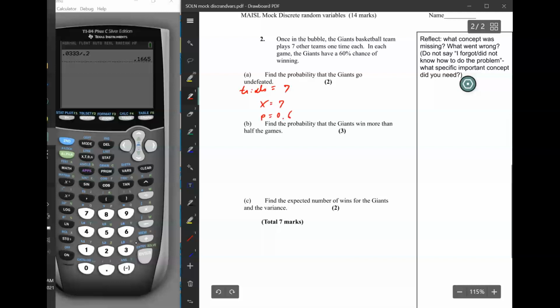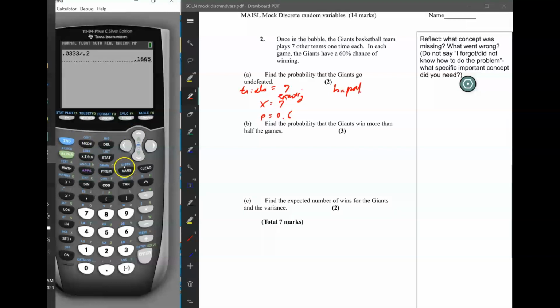And should we do binomial PDF or CDF? Well, if they go undefeated, it's basically exactly 7, right? It's not like 7 or more or 7 or less. It's exactly. So exactly means bin PDF. So we're going to do bin PDF. Second distribution, go to the second page. Bin PDF: 7 games, 0.6 chance of winning any game, and we want to win 7 games because we're going to go undefeated.